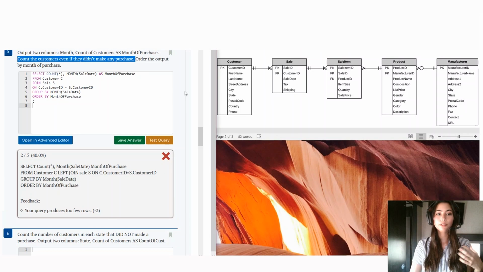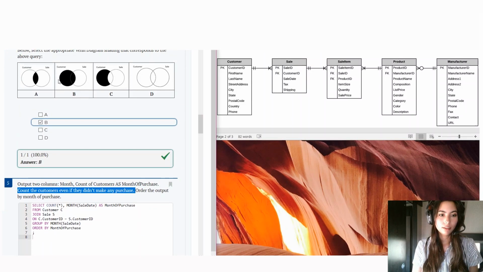Okay, so after referring back to that Venn diagram, let's go over this. Count all of the customers, even if they didn't make a purchase. So that means we are going to have a left join because we're wanting customers who didn't make a purchase and we're wanting customers who did make a purchase. So looking back here, it's going to be this, and the shaded side is on the left. So that means we are going to have a left join. If the shaded area was on this side, it would be a right join.